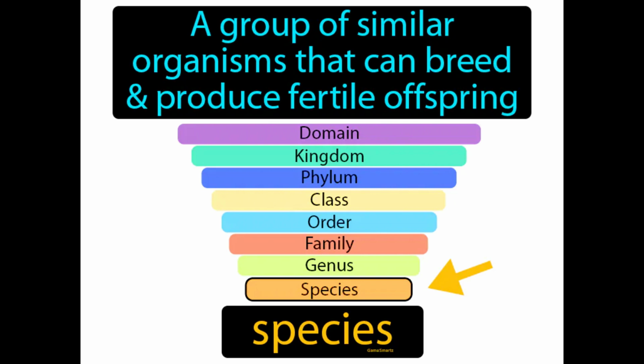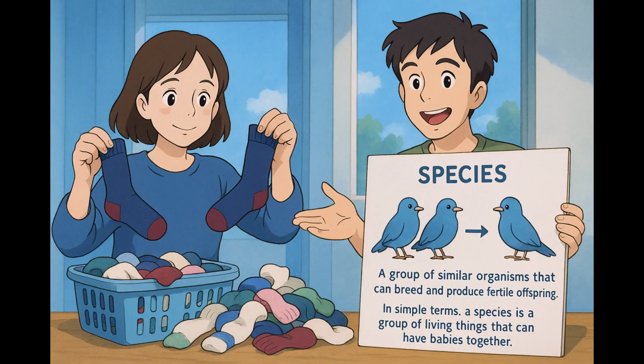A group of similar organisms that can breed and produce fertile offspring is called a species. In simple terms, a species is a group of living things that can have babies together. Imagine trying to pair socks after doing laundry, where only matching socks form a proper pair. Just like how only socks that are similar enough can be paired to form a useful set, a species is defined as a group of similar organisms that can breed and produce fertile offspring.